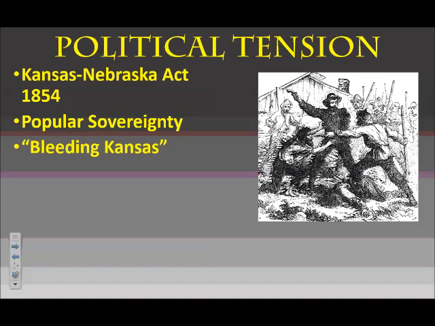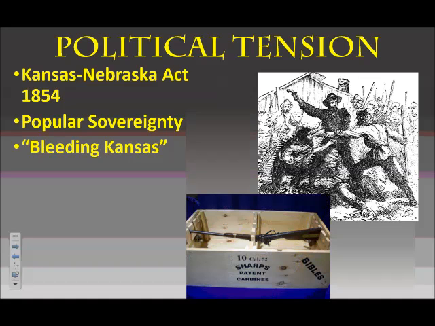Some people start shipping rifles into the Kansas Territory, and these were nicknamed Beecher Bibles. Henry Ward Beecher, father of Harriet Beecher Stowe, was a pastor and an abolitionist, and so these Beecher Bibles are rifles intended to help people who wanted to make this a free territory.